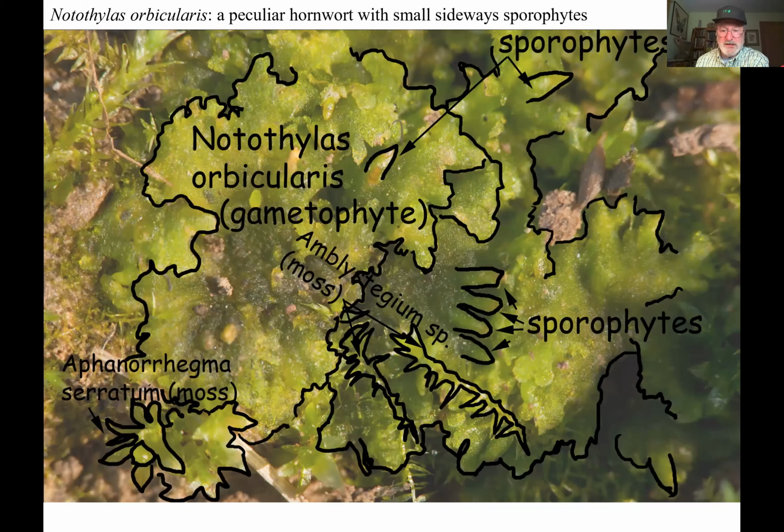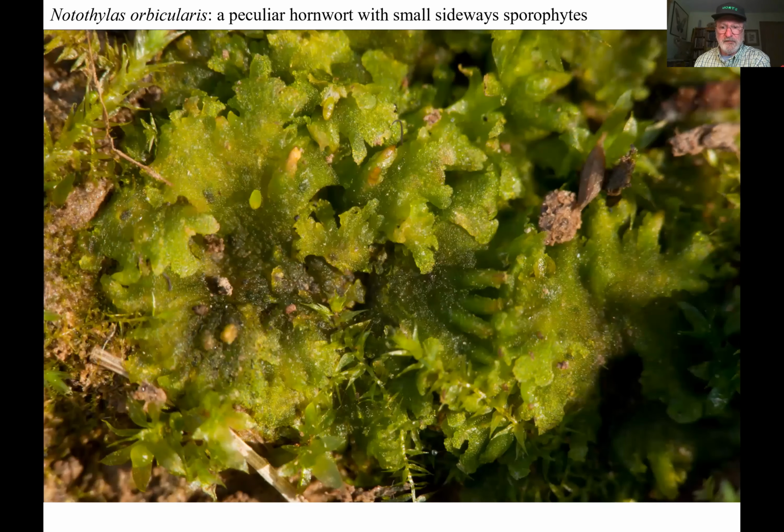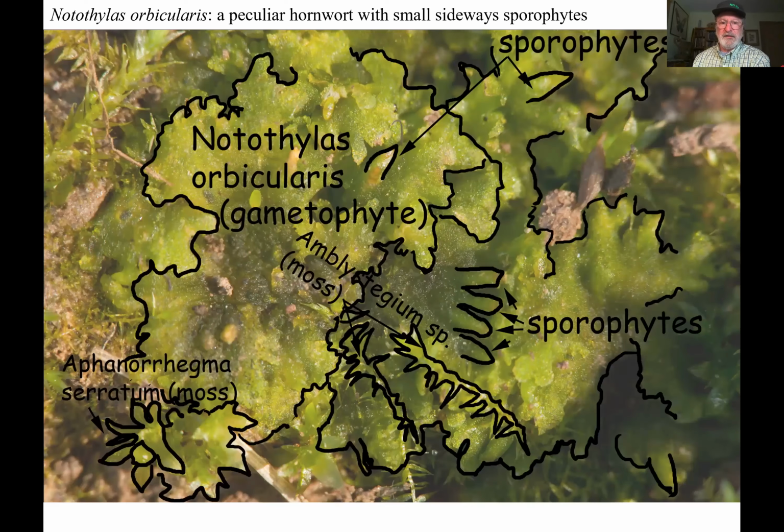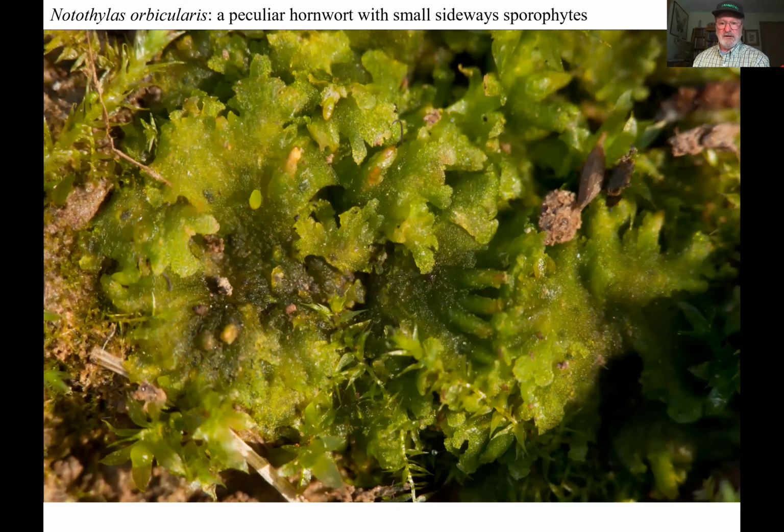So here's a little sketch that I made that points out where the sporophytes are. It's growing with a couple of mosses. But see, gametophyte, and then those finger-like projections are the sporophytes. And this is Notothylas orbicularis, the other fairly common hornwort, the other bryophytes.